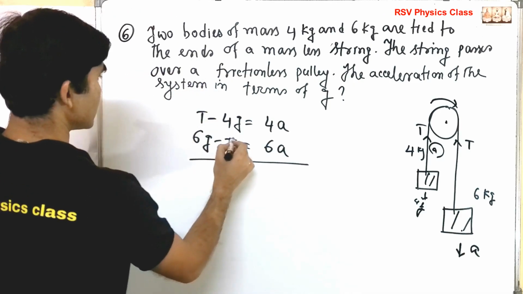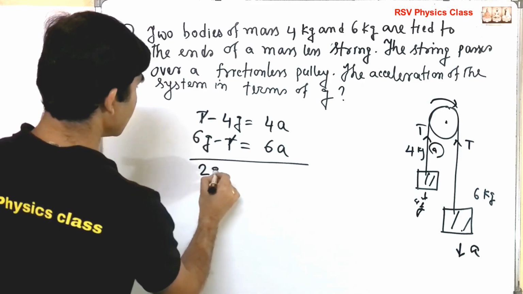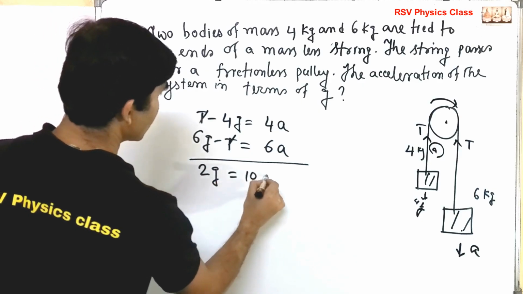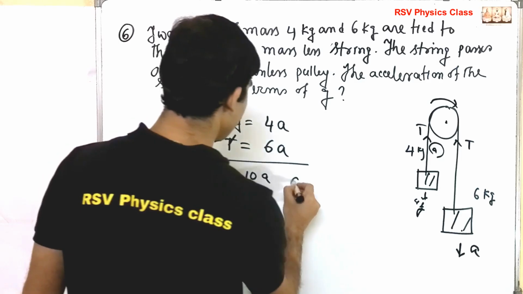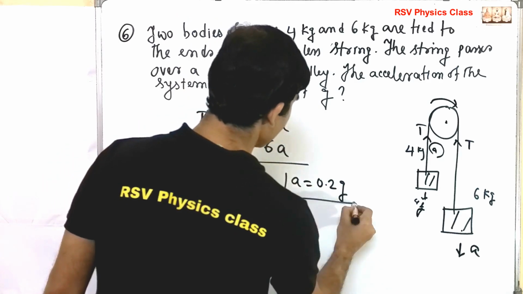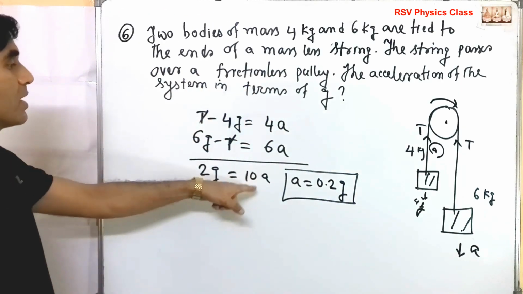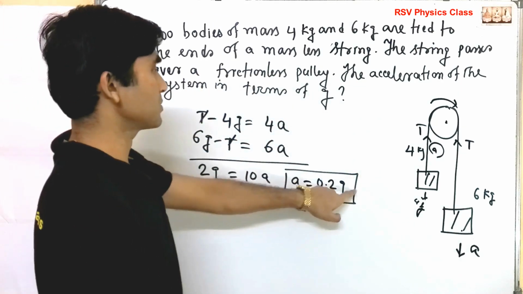So this is 4g, twice g, equal to 10a. So a equals 0.2g. So this will be the acceleration. In terms of g, taking g as 10 meter per second square, this is the acceleration in terms of g.